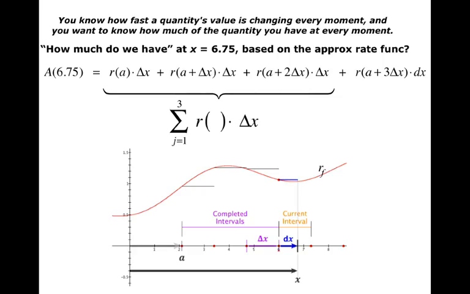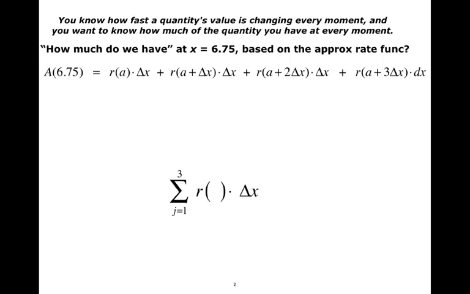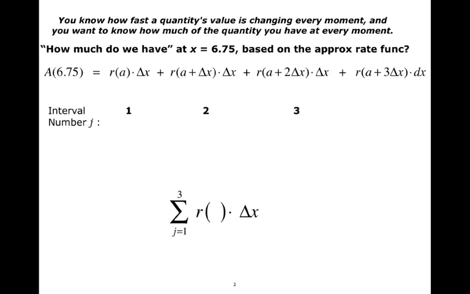So the question is, what's a formula for that x value of the rate, right? So what's the formula for the x value of the rate? So let's call j the interval number. So j is going to start at 1. Okay, so that first interval has the left side at x equals a. That's the first interval. Let me draw it again down here.